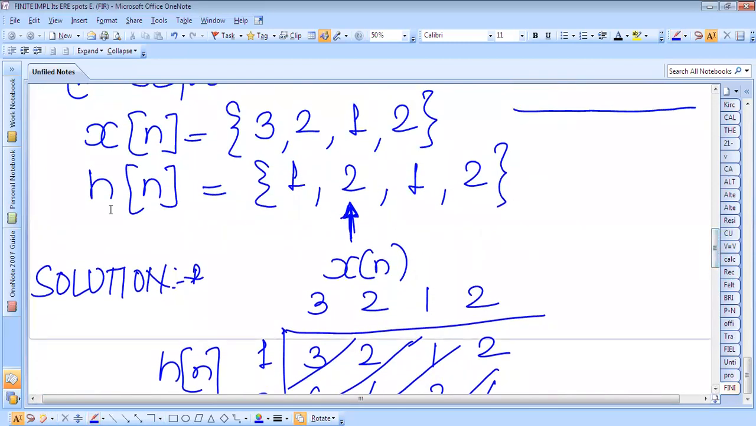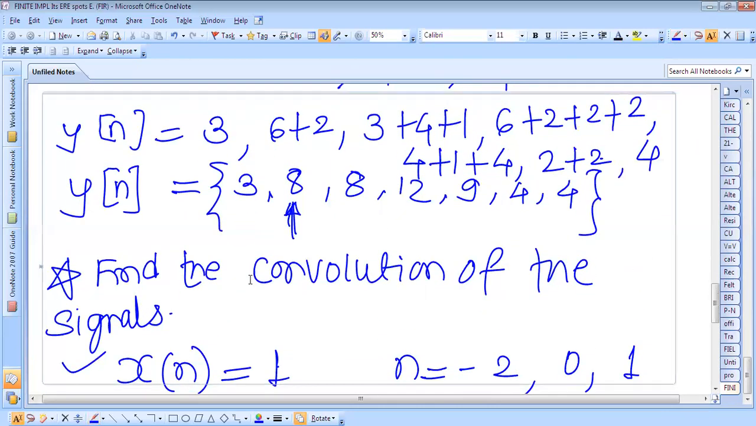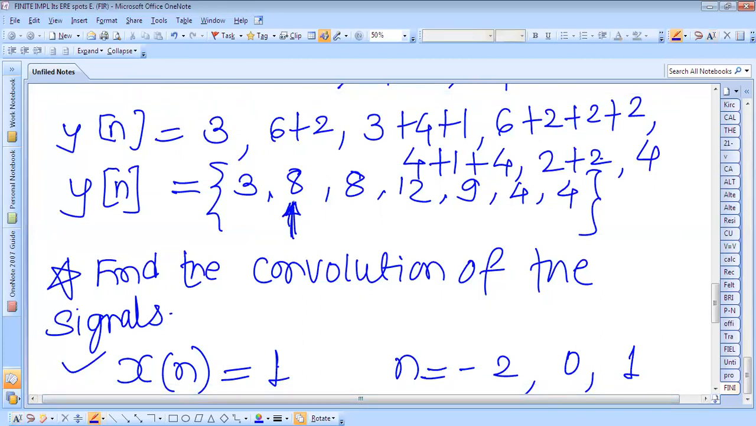Now you can see your impulse response is given. This is at -1, this is 0, this is 1, and this is 2. Therefore, the output we get by the convolution of these two sequences must also show the arrow, mentioning that it is at n equal to 0. It means that this output has the value 8 at n equal to 0. This is at n equal to -1, and then 1, 2, 3, 4, 5, like this.